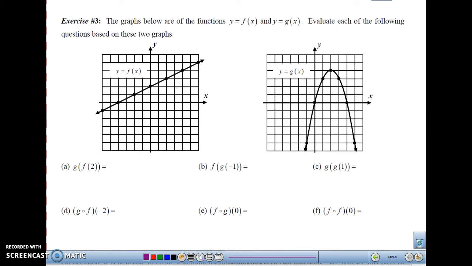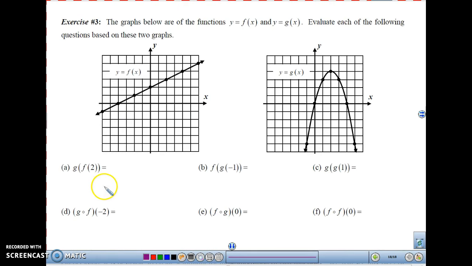All right, so the function we want to look at first is the one in the parentheses, f of 2. So we're going to do this one first. Now remember, when we're doing function notation graphically, we want to know the y value when x is 2 on this function. So if we look at our f function, go to x equals 2, what's your y value? 1, 2, 3. f of 2 is equal to 3.